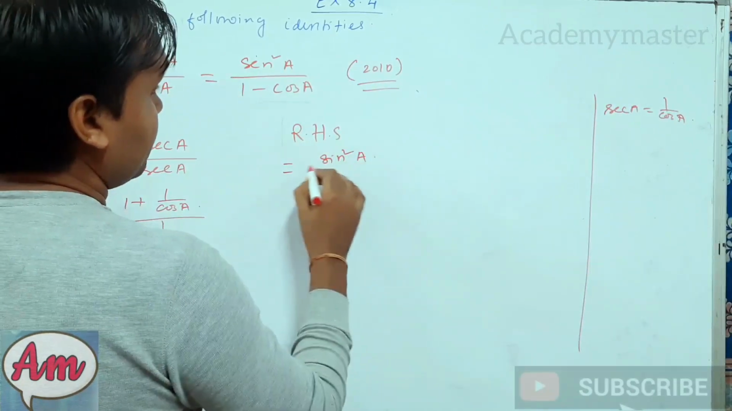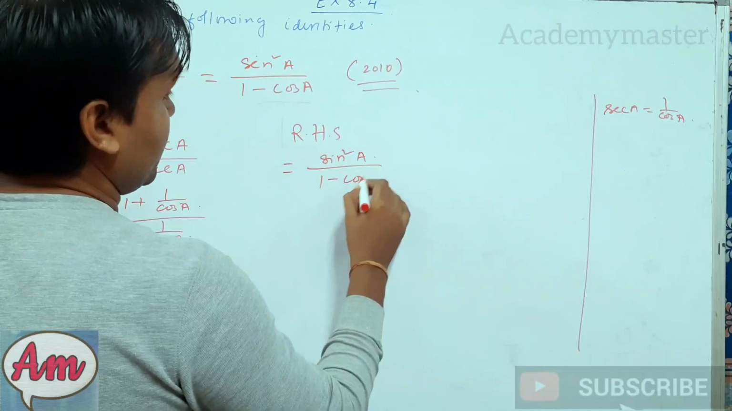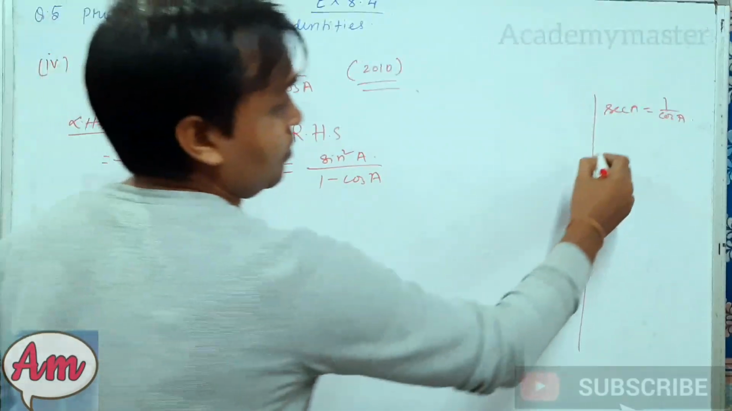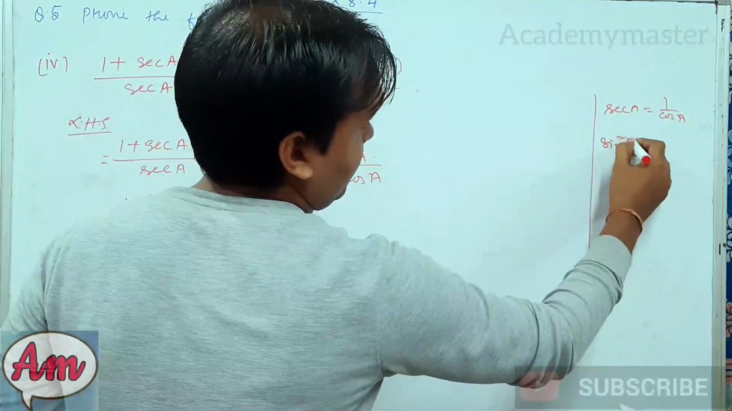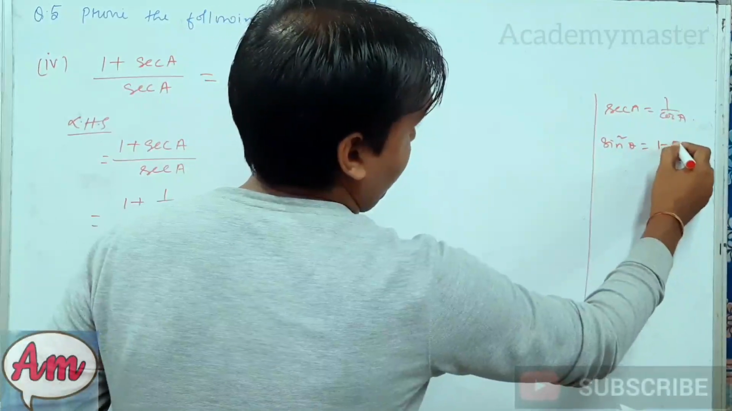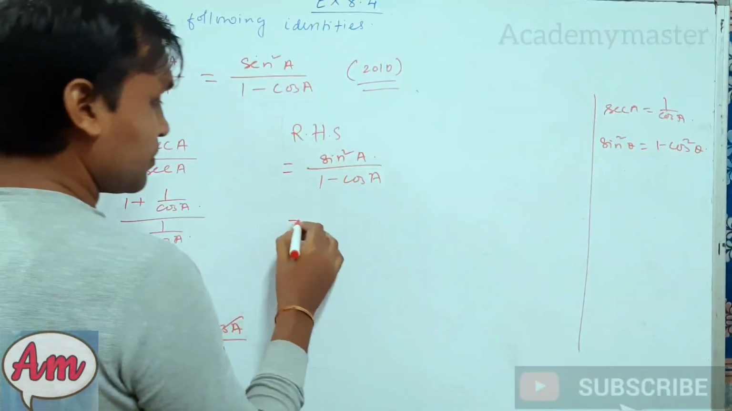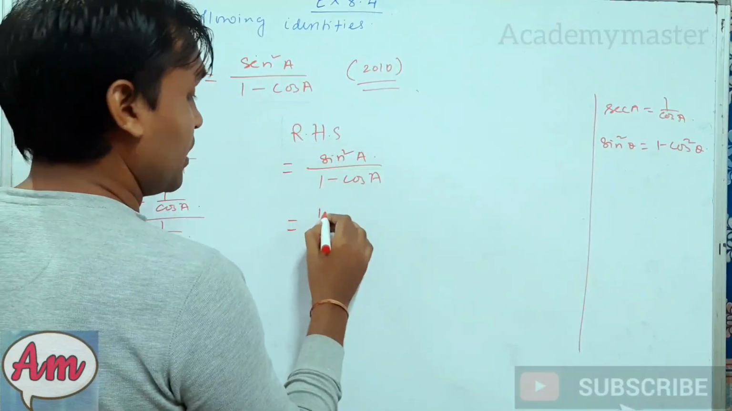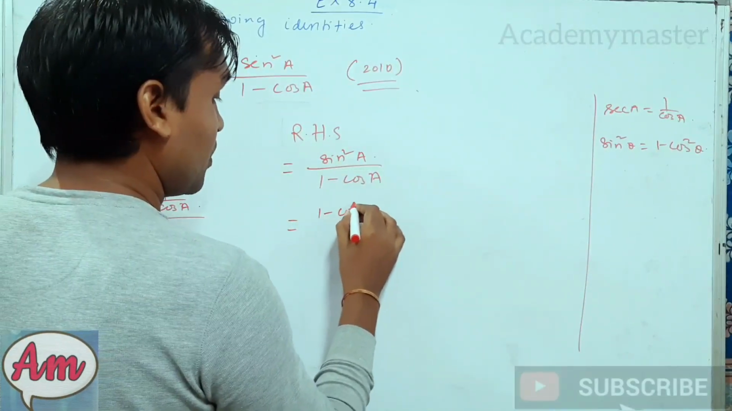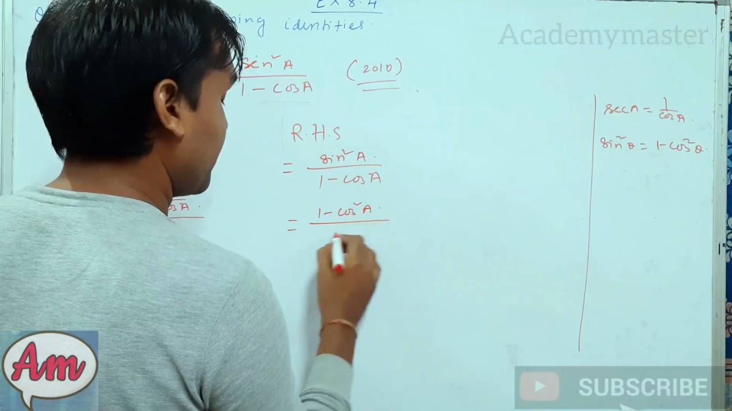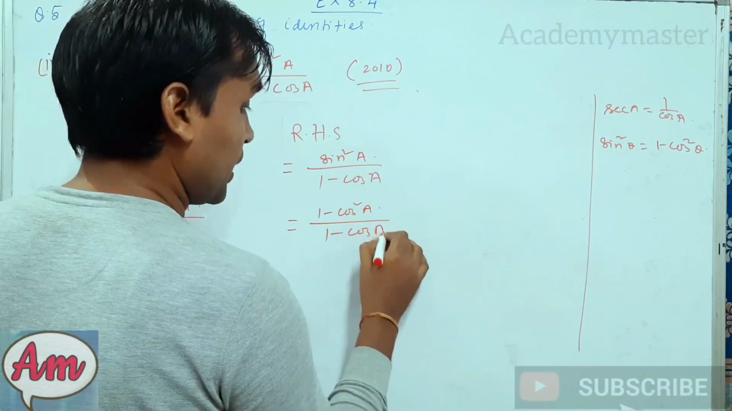Sin square A by 1 minus cos A. If you remember, I have told you the formula, sin square theta is equals to 1 minus cos square theta. We'll use this formula here. So sin square, I will write it as 1 minus cos square A divided by 1 by cos A.